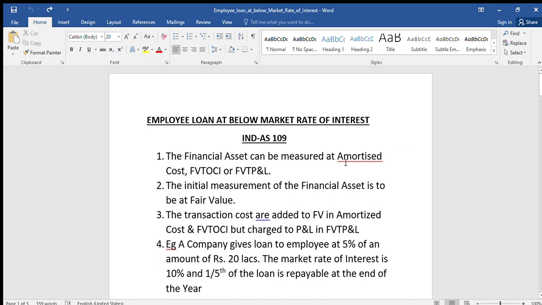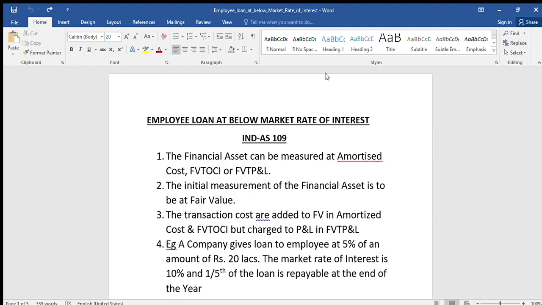Hi, good evening. Today we'll discuss employee loan at below market rate of interest, that is Ind AS 109. To start with, we'll first discuss the concept. So, financial assets can be measured at amortized cost, FVTOCI, or FVTPL.